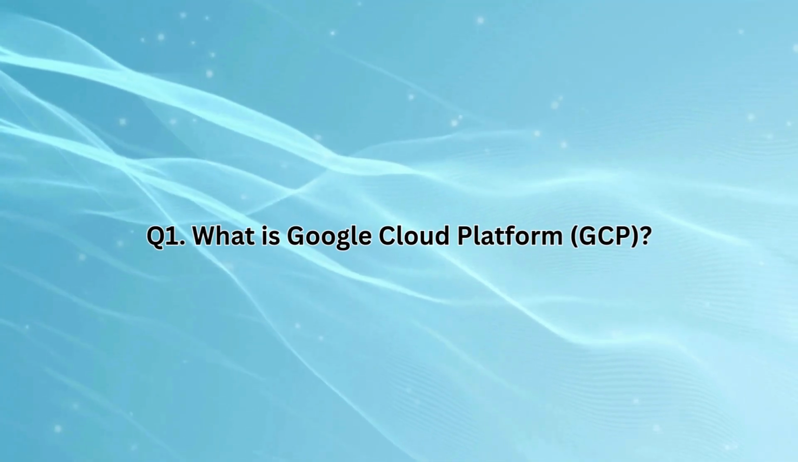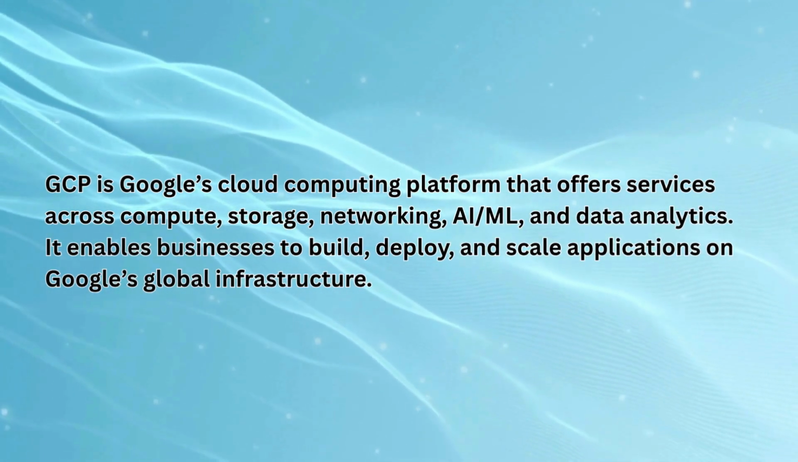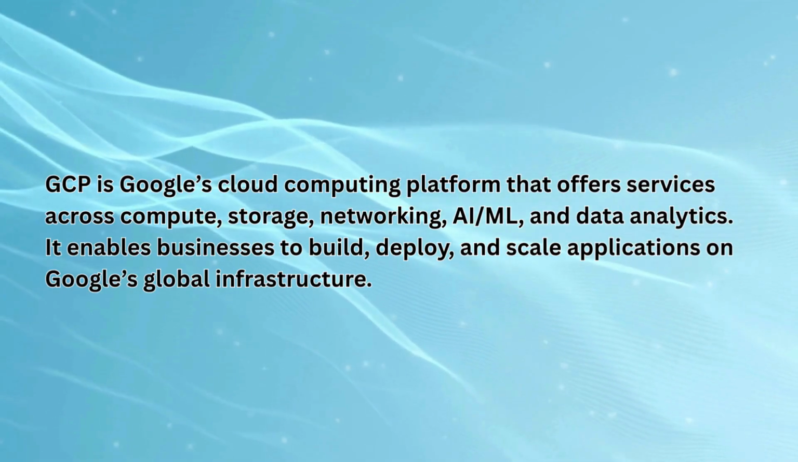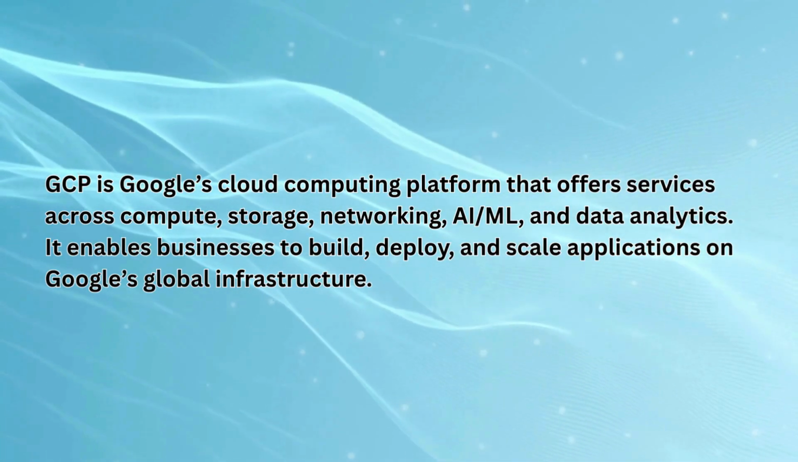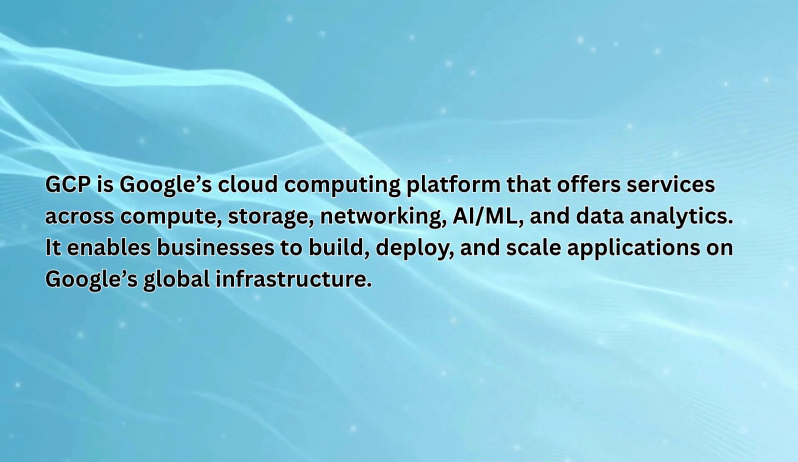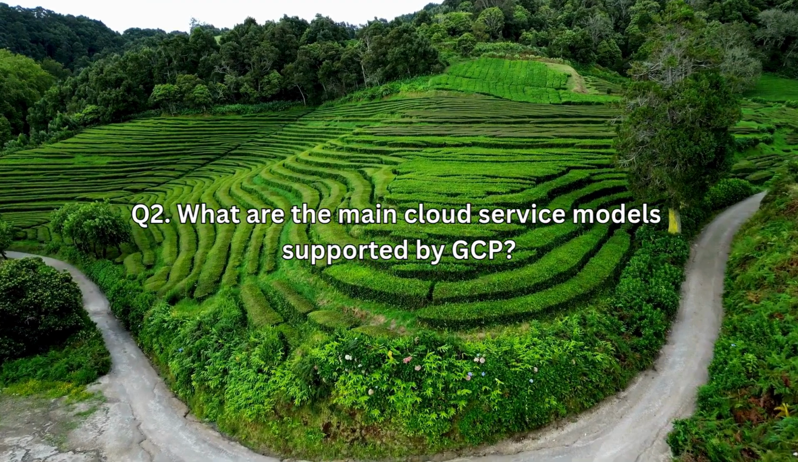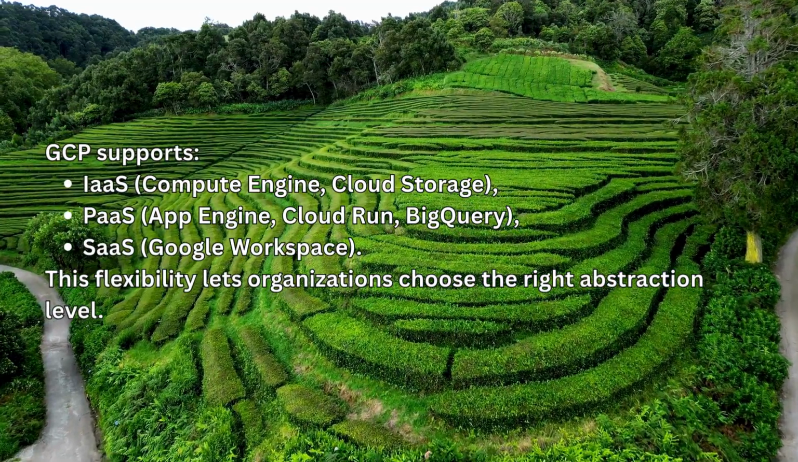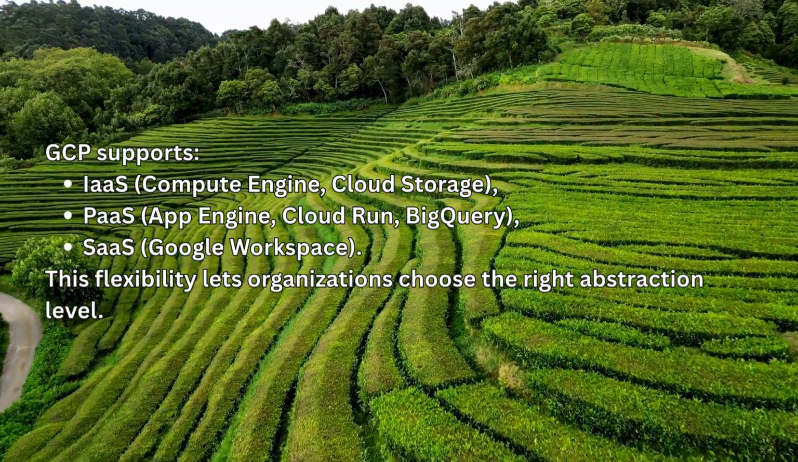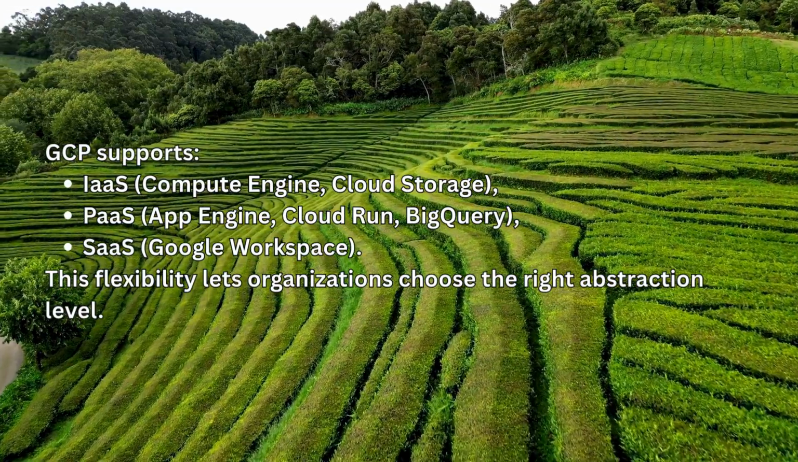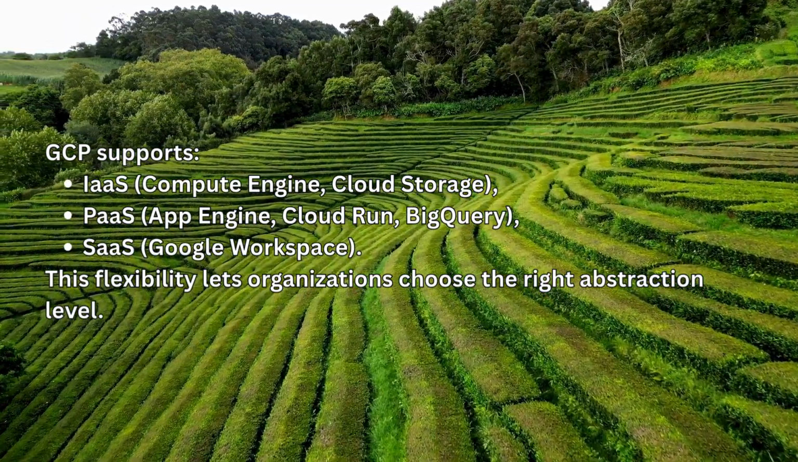What is Google Cloud Platform, GCP? GCP is Google's cloud computing platform that offers services across compute, storage, networking, AI/ML, and data analytics. It enables businesses to build, deploy, and scale applications on Google's global infrastructure. What are the main cloud service models supported by GCP? GCP supports IaaS: Compute Engine, Cloud Storage; PaaS: App Engine, Cloud Run, BigQuery; SaaS: Google Workspace. This flexibility lets organizations choose the right abstraction level.